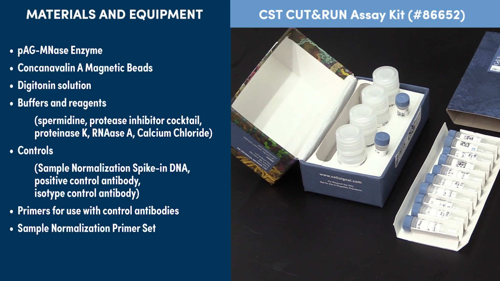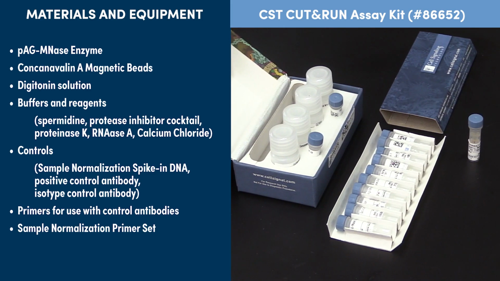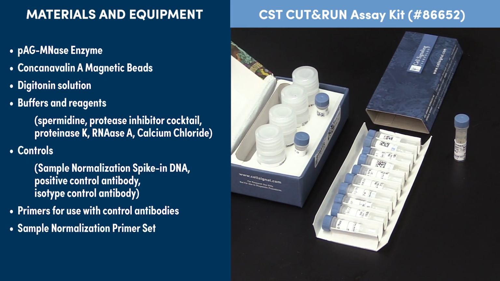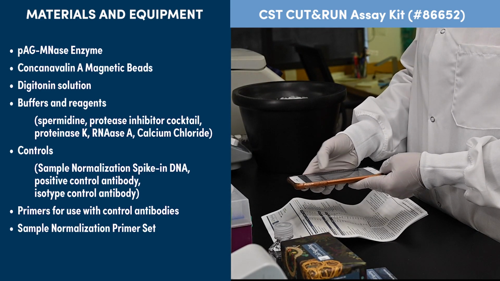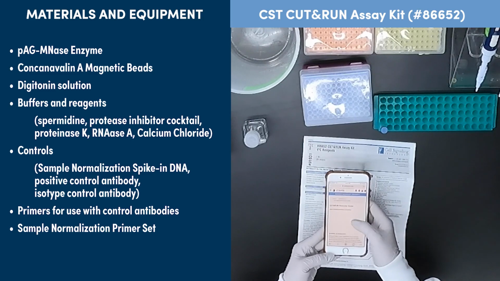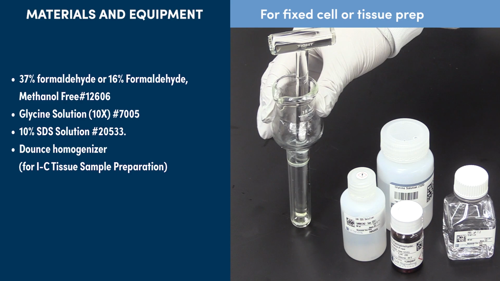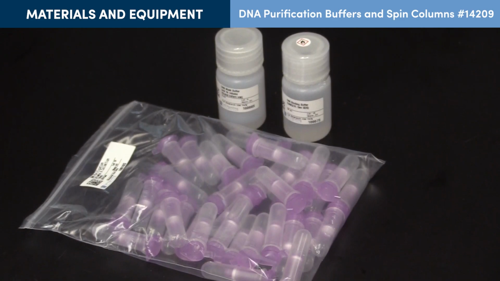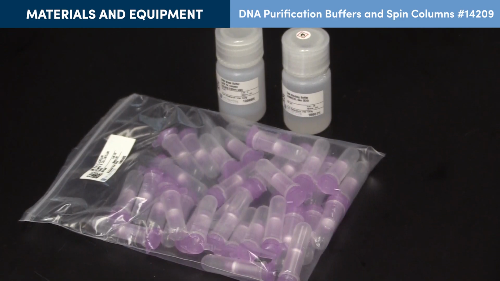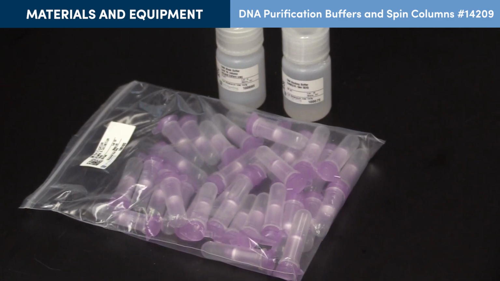The cut-and-run assay kit includes the components listed here. Add a cut-and-run validated antibody to your target of interest. If one is not available, please refer to the frequently asked questions, linked in the cut-and-run resource page, for guidance on choosing an antibody. If you will be performing fixed cell or tissue preparation, you will also need the items shown here. DNA purification buffers and spin columns for use in Section 6 of the protocol are not included in the cut-and-run assay kit and are available separately.